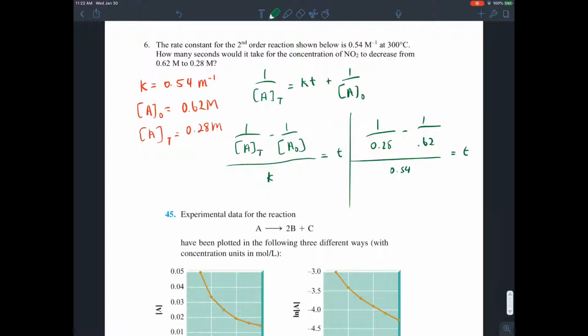So we're going to set up a fraction, 1 over 0.28, minus 1 over 0.62, over another fraction, over 0.54. Cool, so let's figure that out.